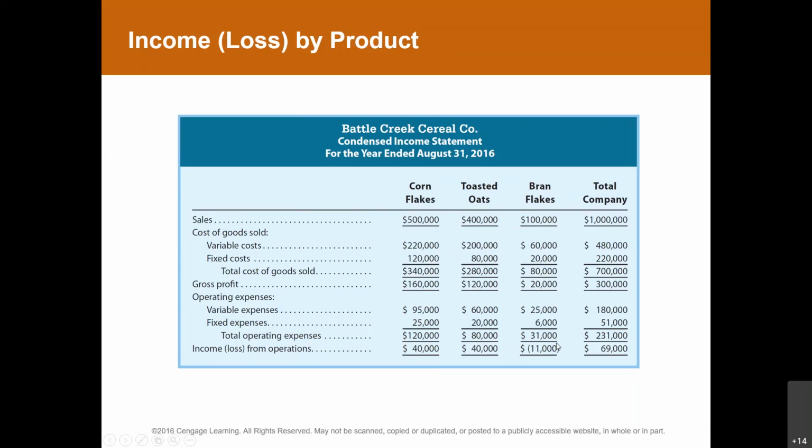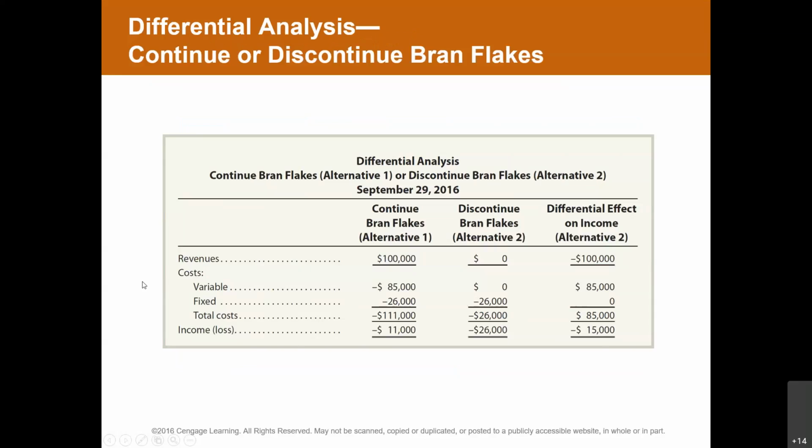And so, having said that, we can see that it's negatively impacting the bottom line of the company, right? The income from operations for the whole company. And so the company may want to consider discontinuing the Raisin Bran, especially since there's a loss. So let's look at the differential analysis between continuing or discontinuing the Raisin Bran.